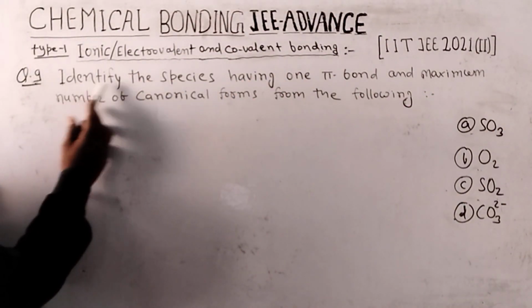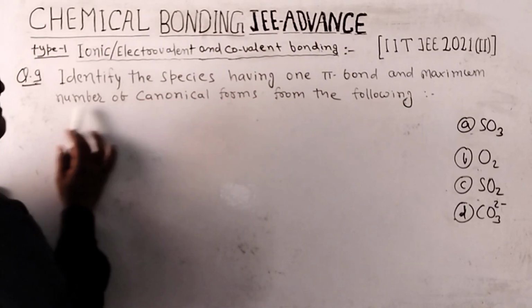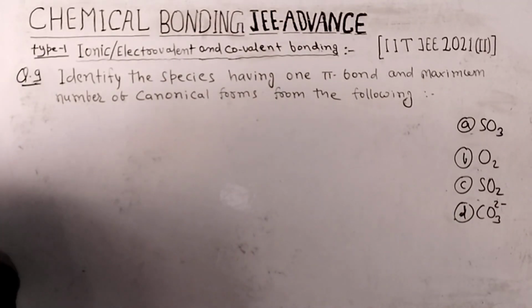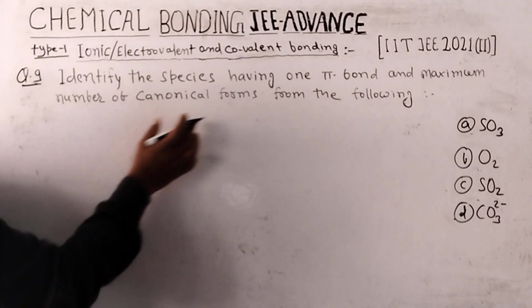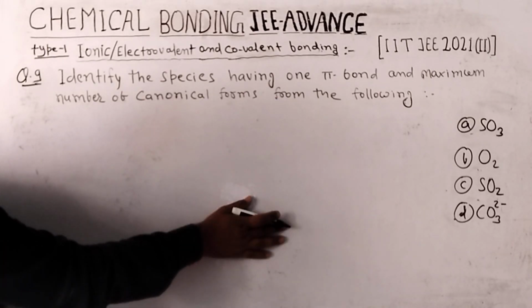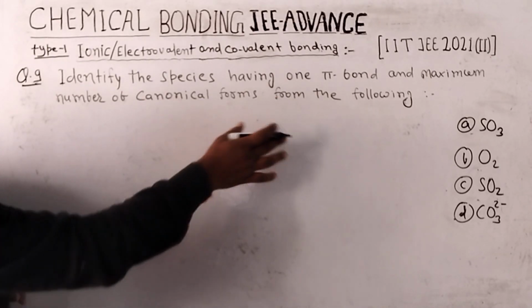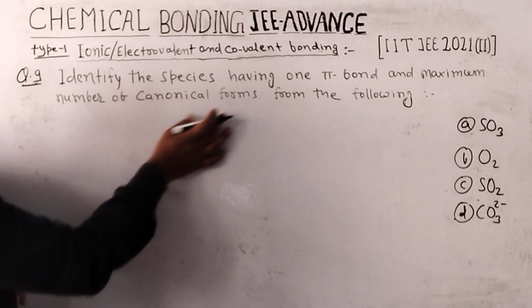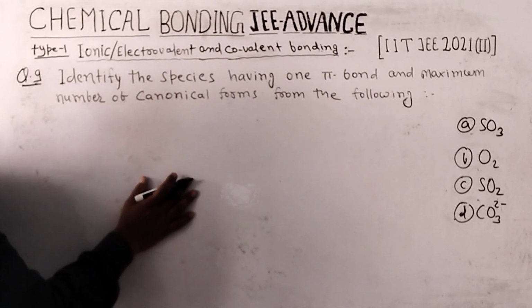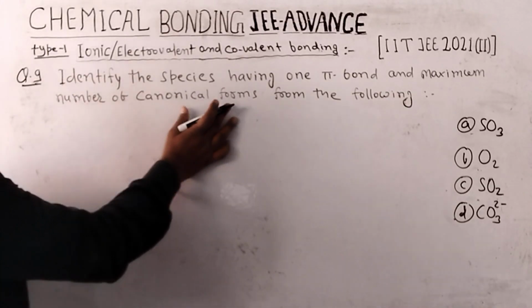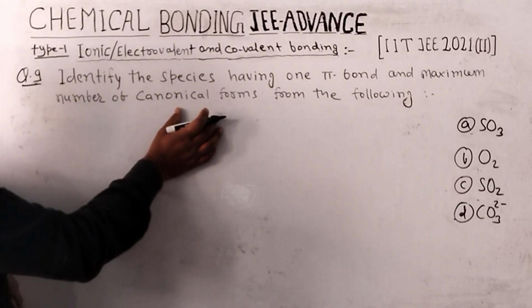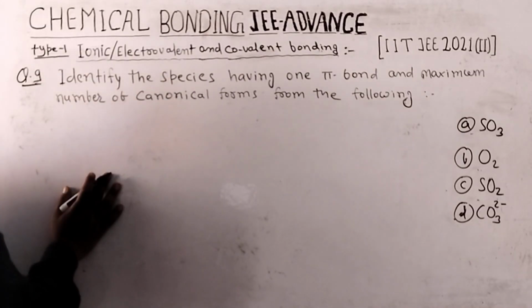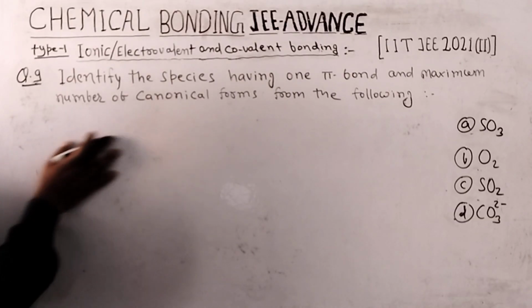According to question number 9, identify the species having 1 pi and maximum number of canonical forms from the following options. Here, in these 4 options, in which molecule is 1 pi bond and the maximum number of canonical forms present? Canonical form means the maximum number of resonating structures, or what is the actual meaning of canonical form? Canonical form means an imaginary structure of a molecule which represents the maximum properties of the molecule. So this form of the molecule is called a canonical form of the molecule.